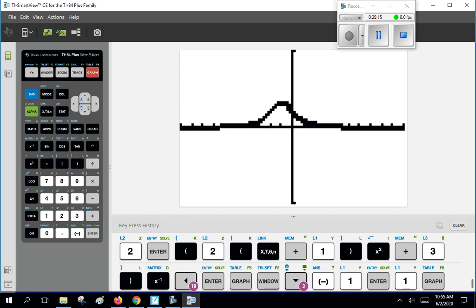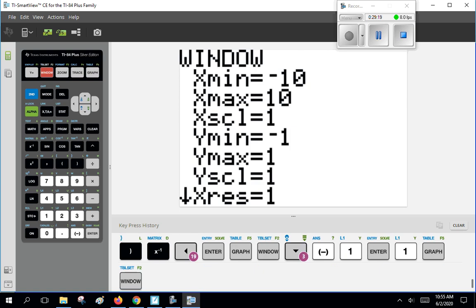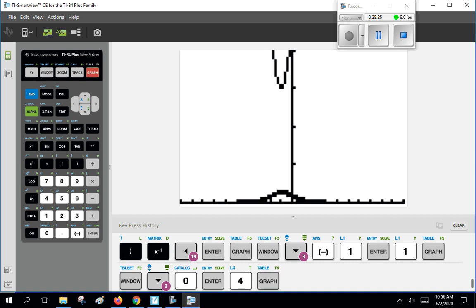Notice I made my y value minus 1 to 1. If I made my window, say, 0 to 4, so we can see the graph, you can see here's my original parabola, y equals 3, and here's my lump down here at about 1/3. Okay? So, see how that goes?